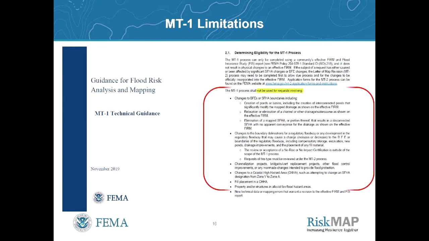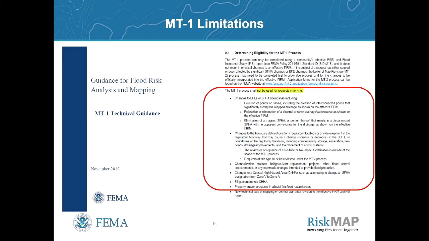For this presentation today, we're going to be focusing on section 2.1, determining eligibility for the MT1 process. And here we've got a list of bullet points detailing requests that are beyond the scope of an MT1, and we won't be able to handle them through the MT1 LOMR-F, CLOMR-F, LOMA process. I'll be doing some examples, walking you through each of these bullet points to go over what the bullet point is in detail and giving you some examples of why we can't do it through the MT1 process.